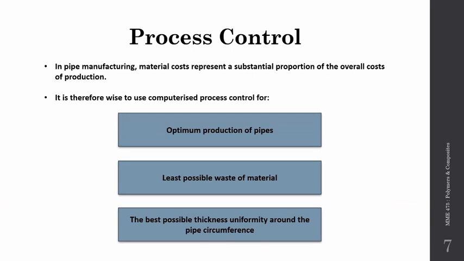Material costs represent a substantial proportion of the overall cost of production, so it is wise to use computerized process control for optimum production of pipe, the least possible waste of material, and the best possible thickness uniformity around the pipe circumference.